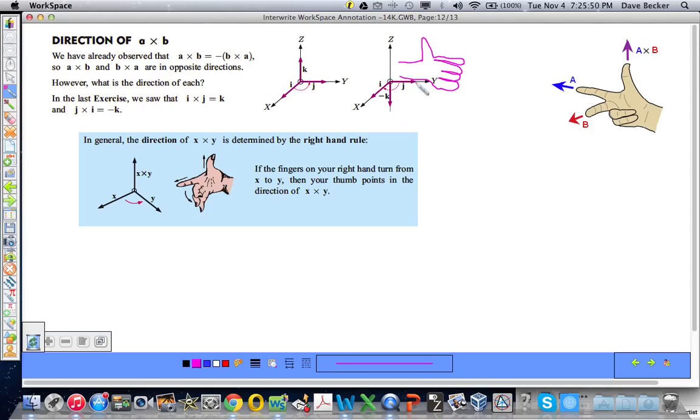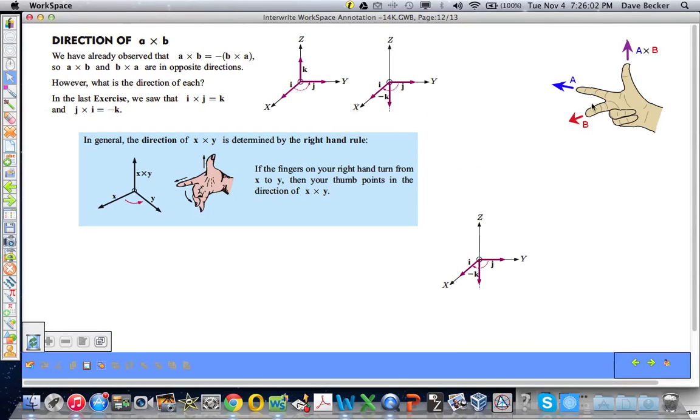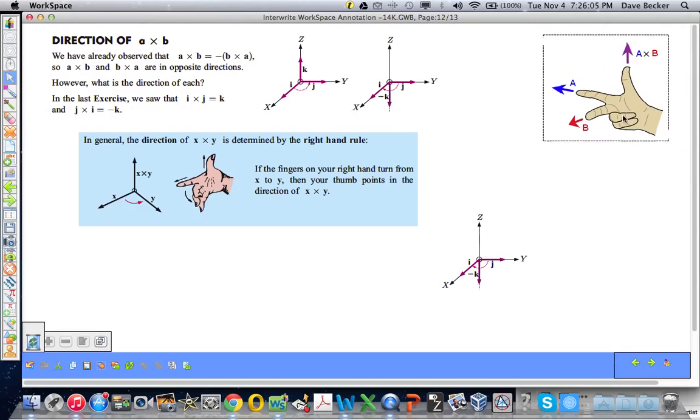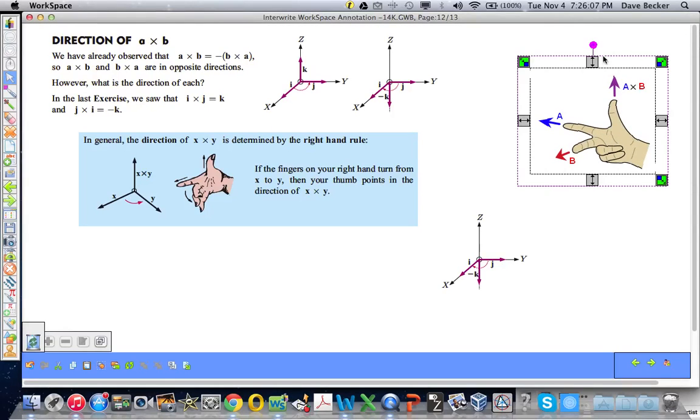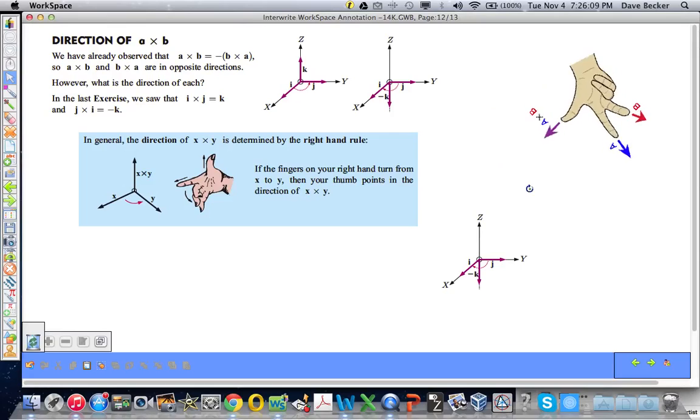But this is J cross I. Okay, so how do you figure that one out? Let's get rid of that hand first of all. So I'm going to pull this one out and turn this guy upside down and hopefully, let me see if I can do that. You'll be able to see why it's going down, right? So it's J cross I.